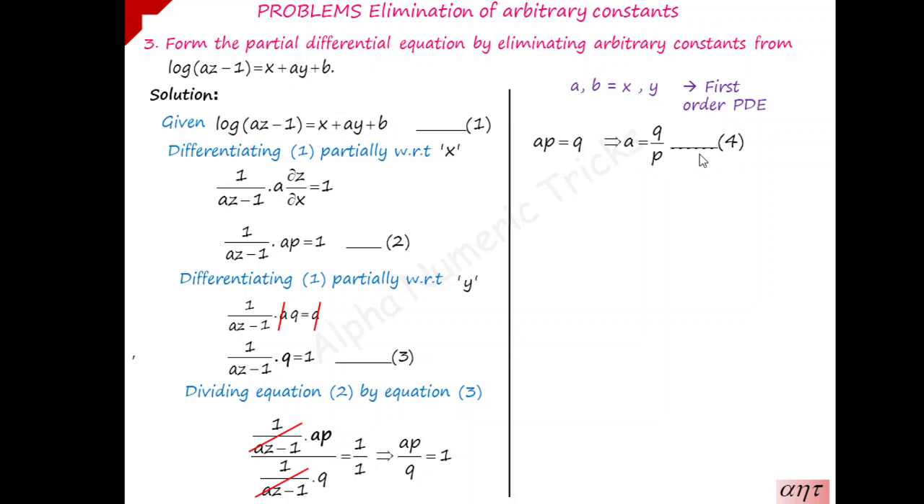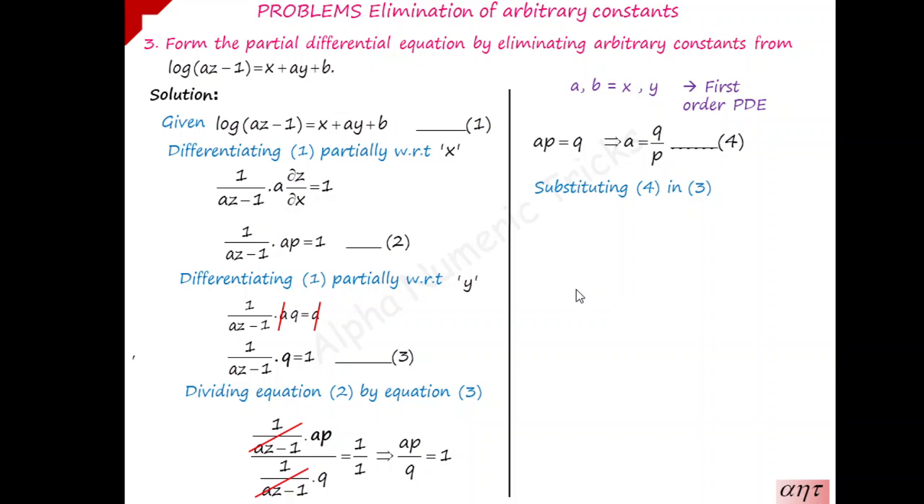So substituting A in either equation 2 or 3, you can eliminate the arbitrary constants and form a partial differential equation. Suppose you substitute the value of A in the first equation, we can't eliminate the arbitrary constants and the PDE is not obtained, because the B value is not obtained from any of these equations. So we have to substitute equation 4 in equation 3 now.